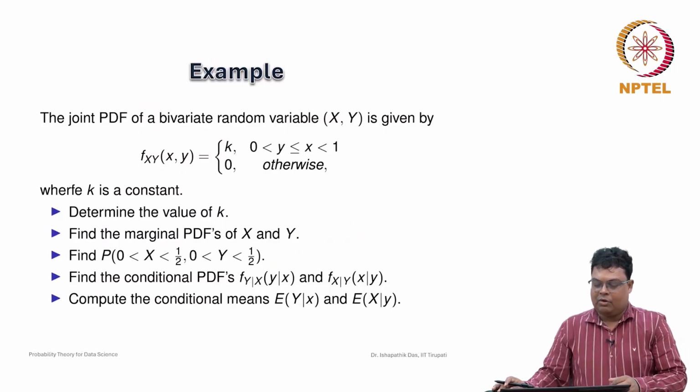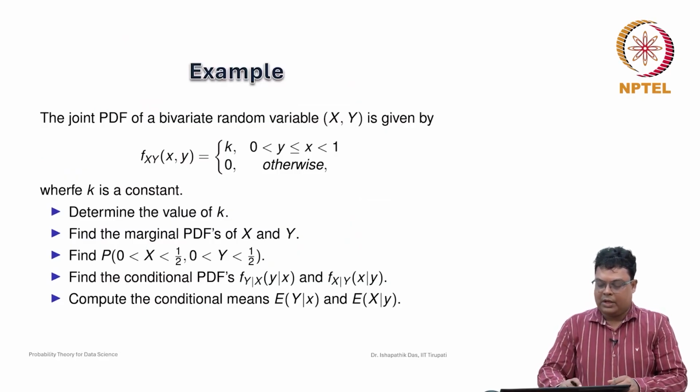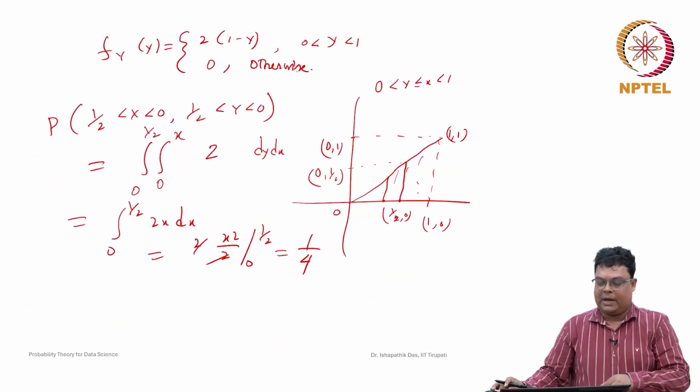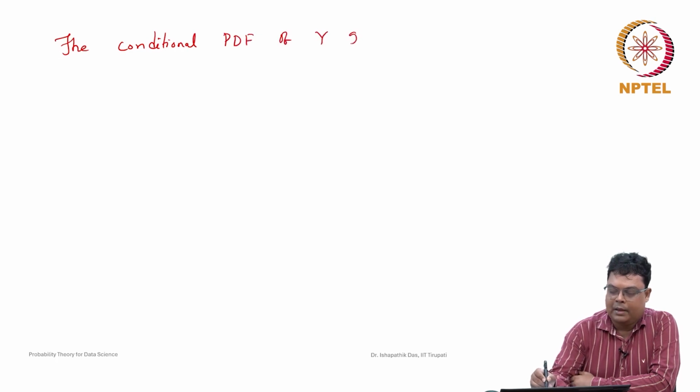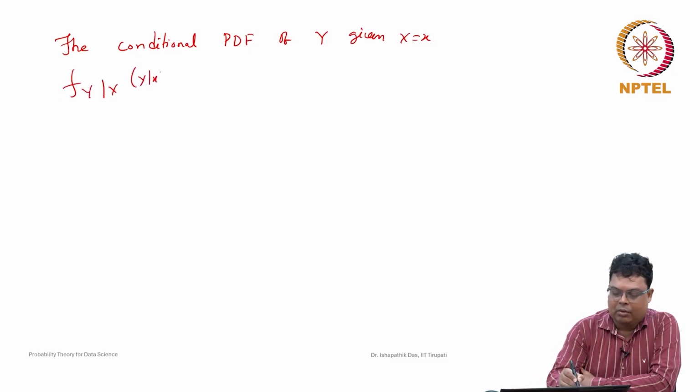Find the conditional probability density function of y given x. Before we compute the conditional mean, we need the conditional probability density function. So how can we find it? The conditional probability density function of y given x equal to x is defined as the joint probability density function divided by f of x.